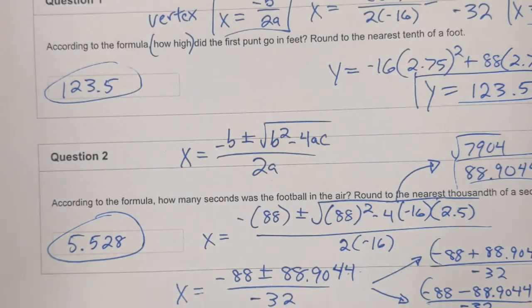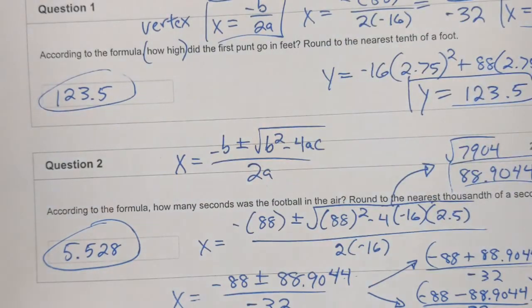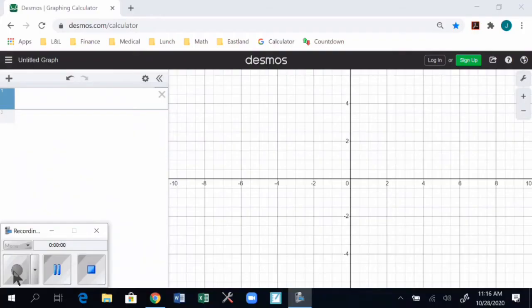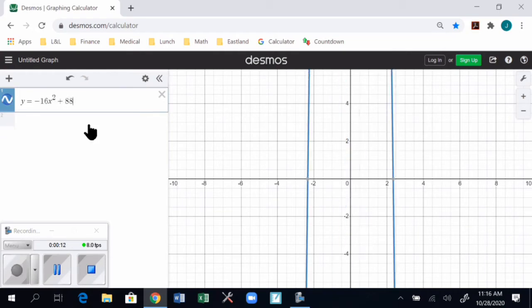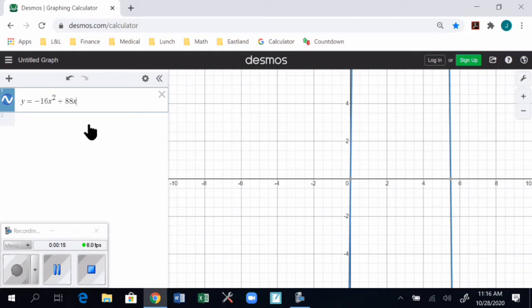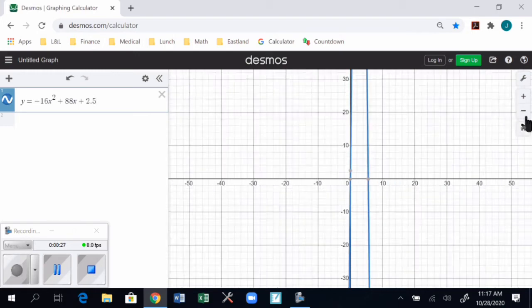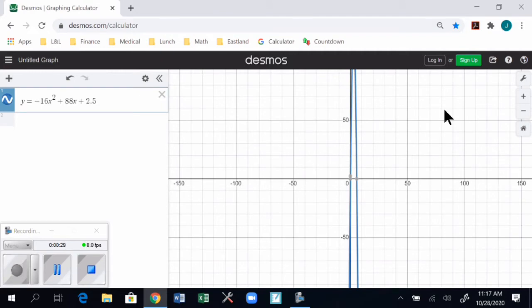Okay, so stick around. I'll show you a little bit how you can plug this into Desmos. So here's how we're going to check our answers to questions 1 and 2 using Desmos. Now, when you first type in your formula, negative 16x squared plus 88x plus 2.5, since it was going 88 feet per second with an initial height of 2.5, it's going to look a little awkward. You could try to zoom out to see how high this parabola goes, but even that starts to look awkward.